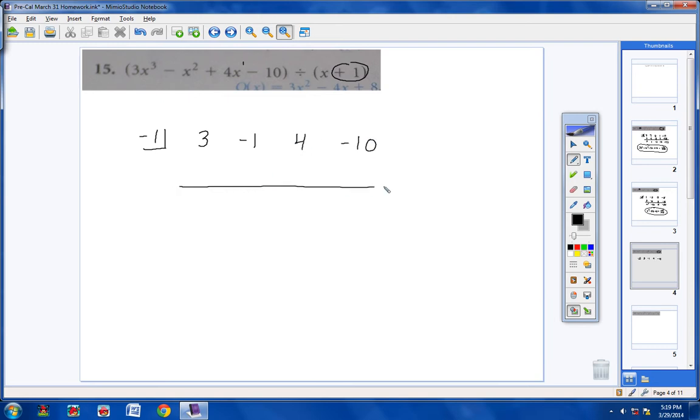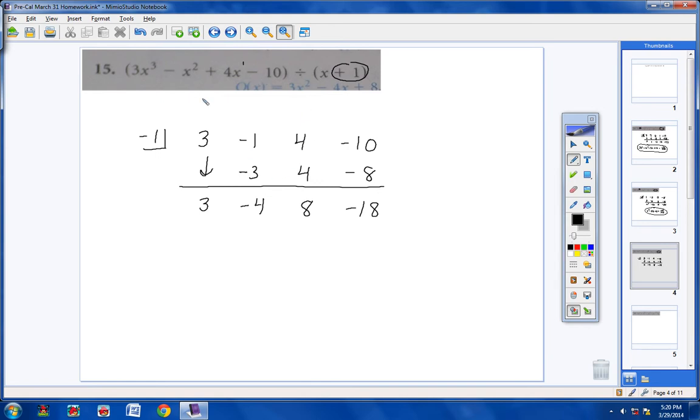All right, let's bring your 3 down. And now negative 1 times 3 is negative 3. Combine, you'll get a negative 4. Multiply, you will get a positive 4. Combine, you would get an 8. Multiply, negative 1 times 8 is a negative 8. Combine, and you get a negative 18.